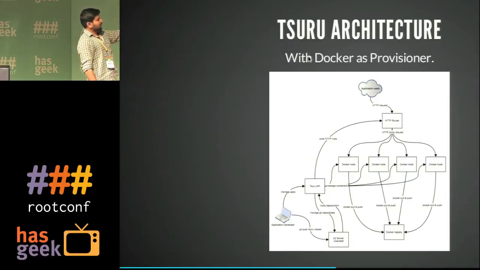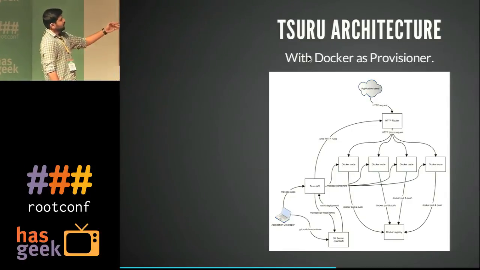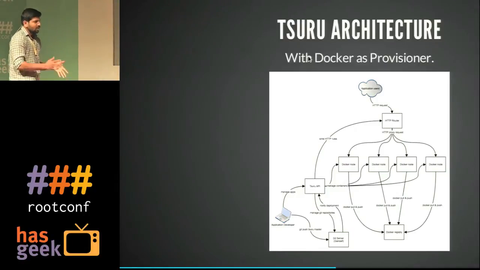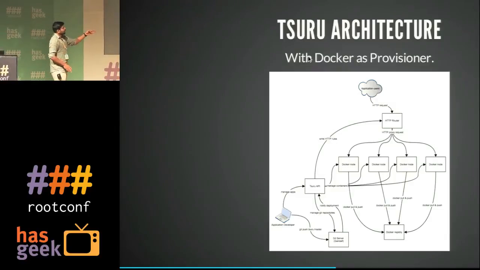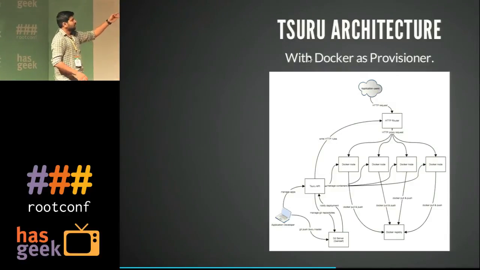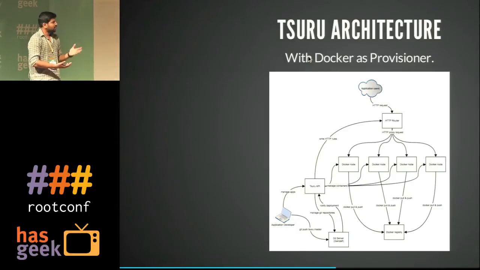The laptop you see here right now is your application developer. The application developer contacts the Tsuru server and makes a code deployment. He pushes his code through Git, and the Tsuru server will now contact Docker, and Docker will spawn as many instances as the application developer requires. So here we are using Docker as a provisioner. You can also use Tsuru with Juju, which manages your AWS instances, as a provisioner, and Docker too. But we went with Docker because we did not want to use AWS in the first place.